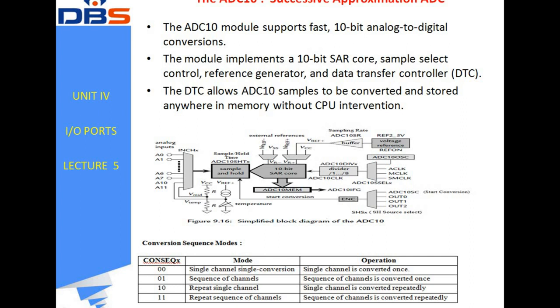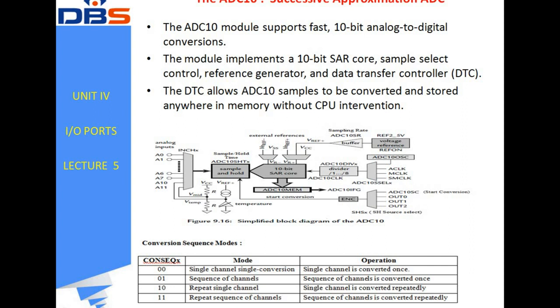Today we are going to discuss the ADC10 successive approximation in our syllabus, and this is the fifth lecture in the fourth unit. And coming to the topic, what is ADC? ADC is nothing but converting an analog signal into a digital word, digital data. That means analog to digital converter.